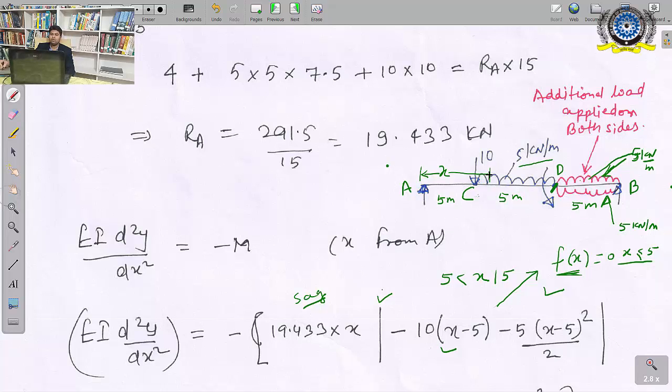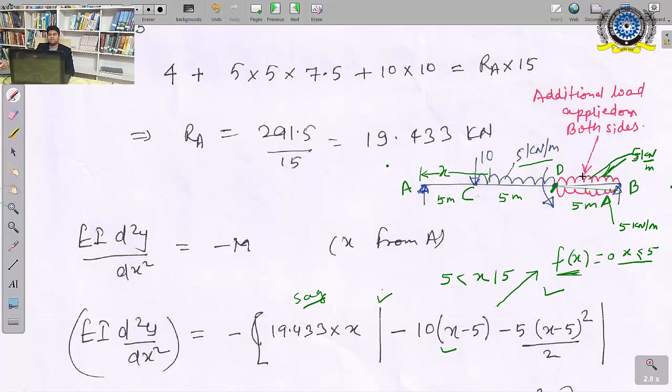So what has happened? Now this UDL of 5 kN per meter is continuous over the entire span, and we applied an upward UDL of 5 kN per meter between the portion D and B to nullify this portion. Okay, so essentially our question does not change. Our question is the same as the previous question, but we have done this adjustment because it is a requirement of the Macaulay's method that this function should be applicable for the entire remaining span. This 10 is already applicable, so this was the additional load that we applied.